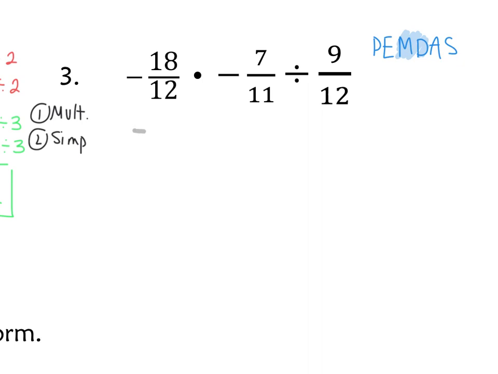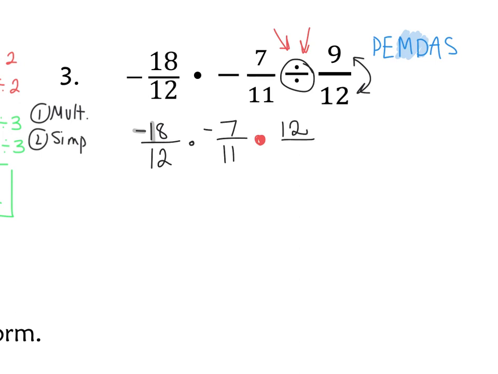But I am going to rewrite this because when you are dividing fractions, so I have negative 18/12 times negative 7/11 slushies. Now, the division symbol, when you divide by a fraction, that is the same thing as multiplying by the reciprocal. The reciprocal of a fraction means you are going to flip the numerator and the denominator. You're going to flip that fraction.